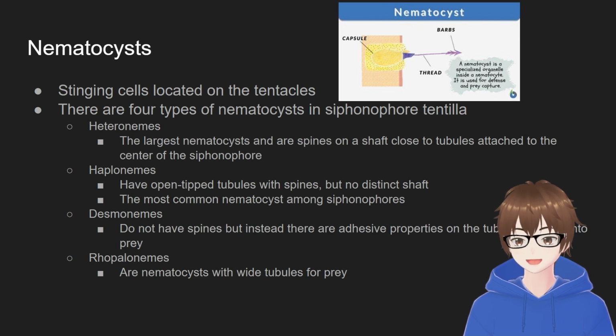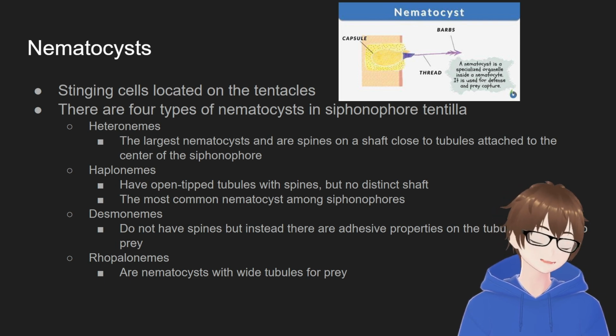Then we have the Rhopalonemes, which are nematocytes with wide tubules for prey. So it's kind of hard to imagine, I'll be honest, but as long as you understand that they have nematocytes that somehow stick to the prey and capture the prey and sometimes sting the prey, that's basically all you need to know about them.